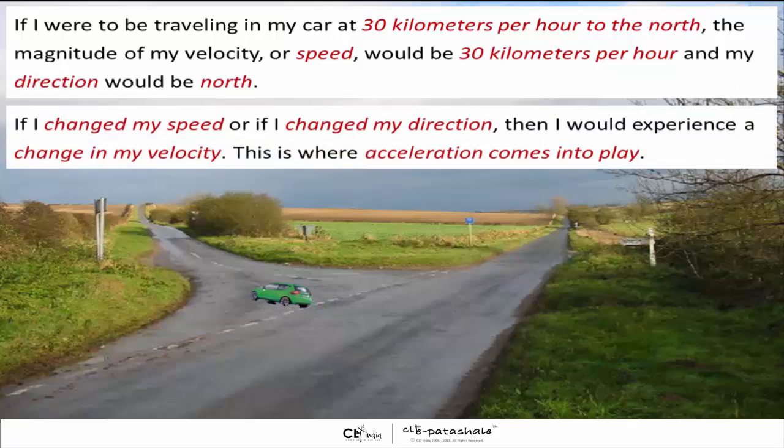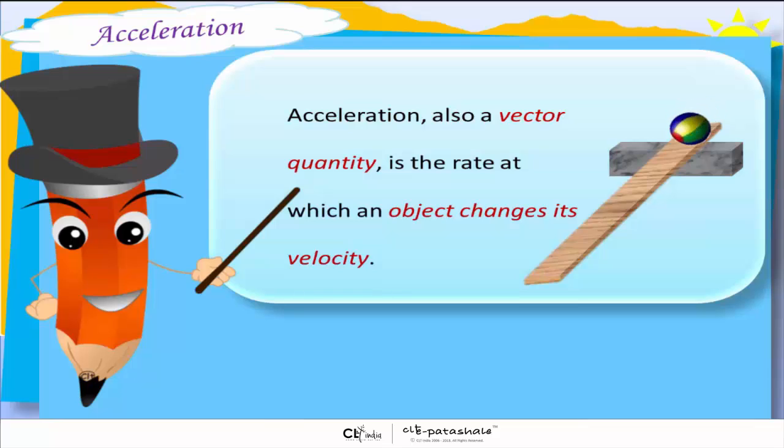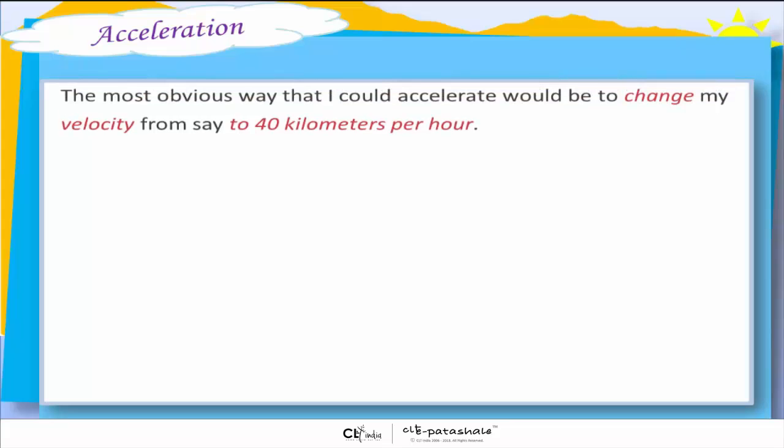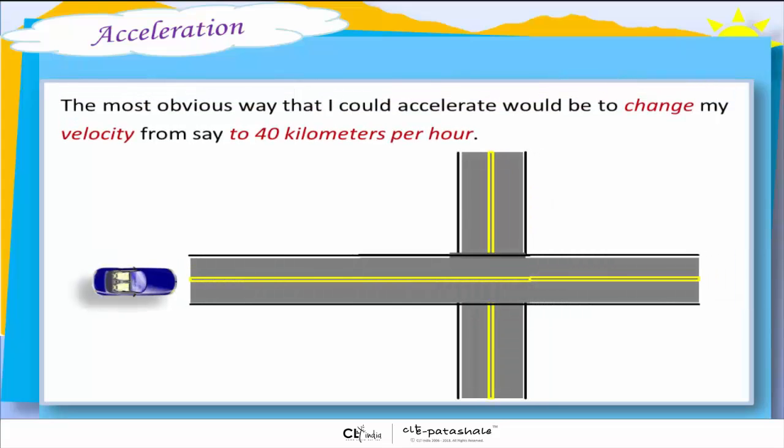If I changed my speed or if I changed my direction as shown in the diagram, then I would experience a change in my velocity. This is where acceleration comes into play. Acceleration, also a vector quantity, is the rate at which an object changes its velocity. The most obvious way that I could accelerate would be to change my velocity from say 0 to 40 kilometers per hour.